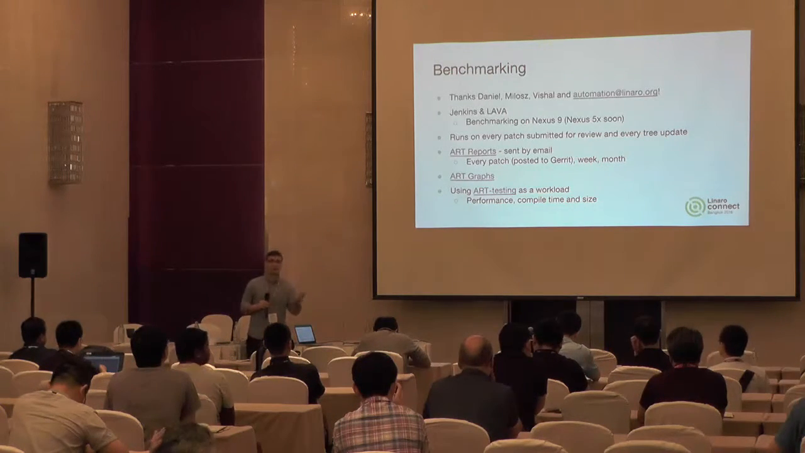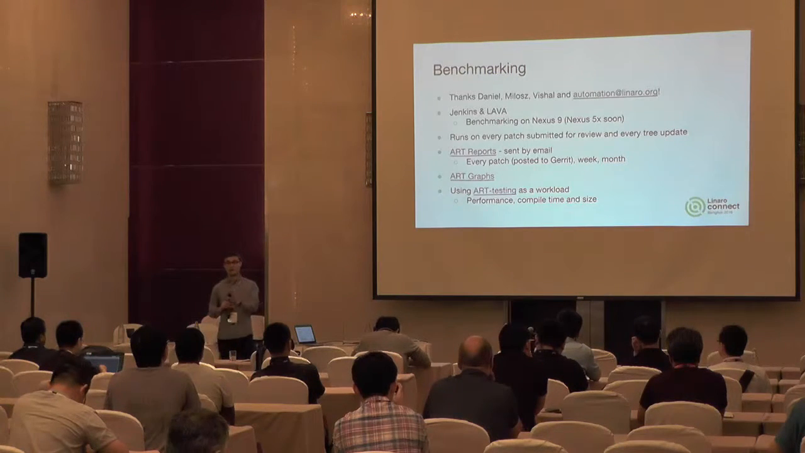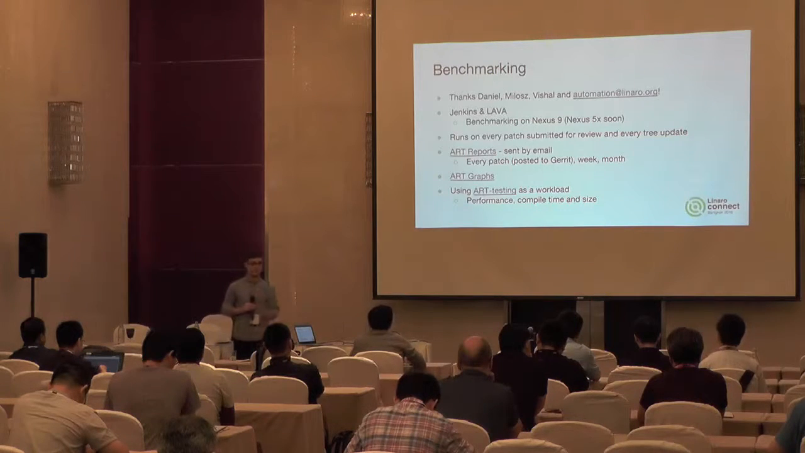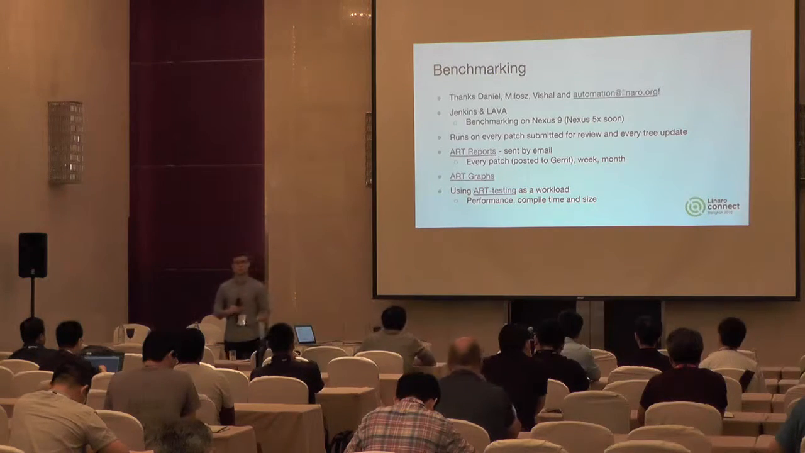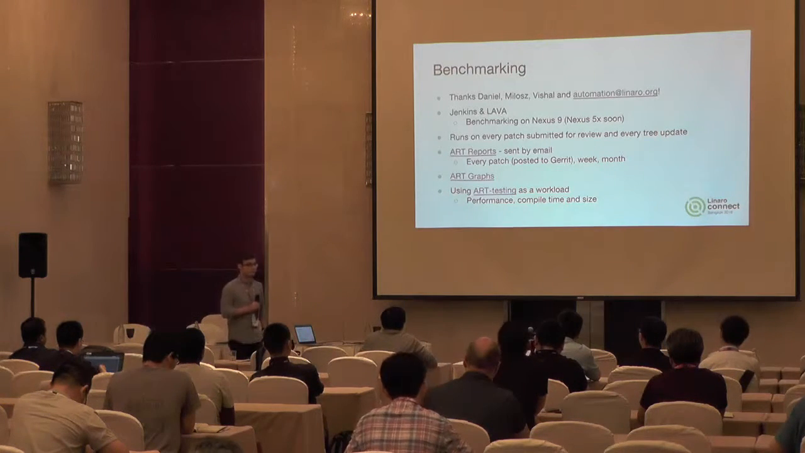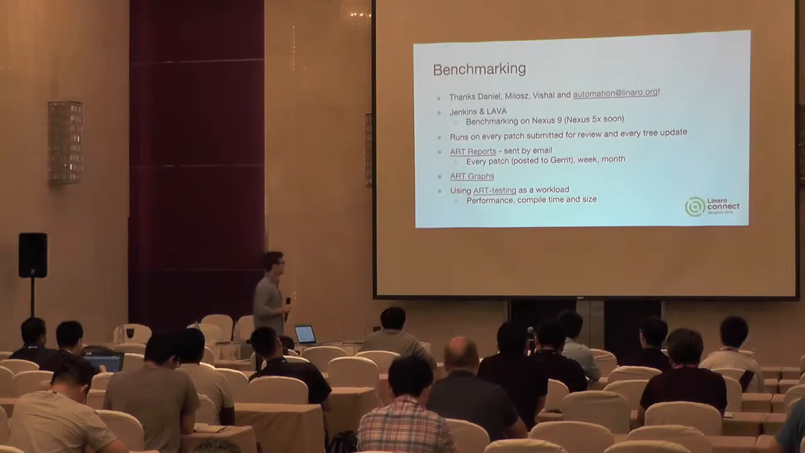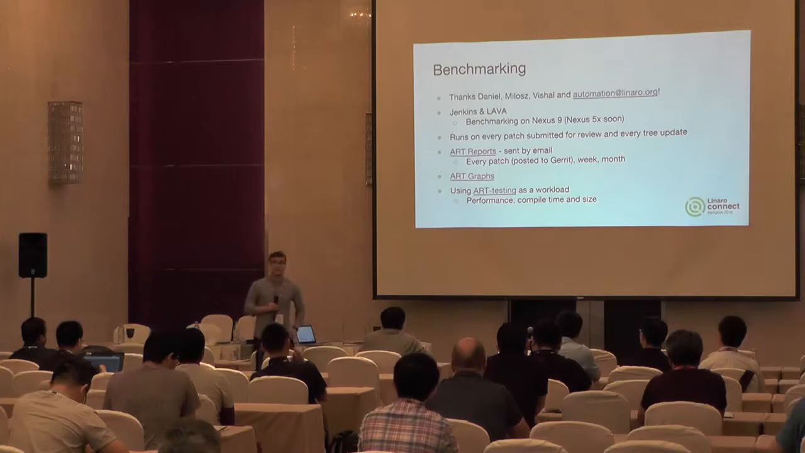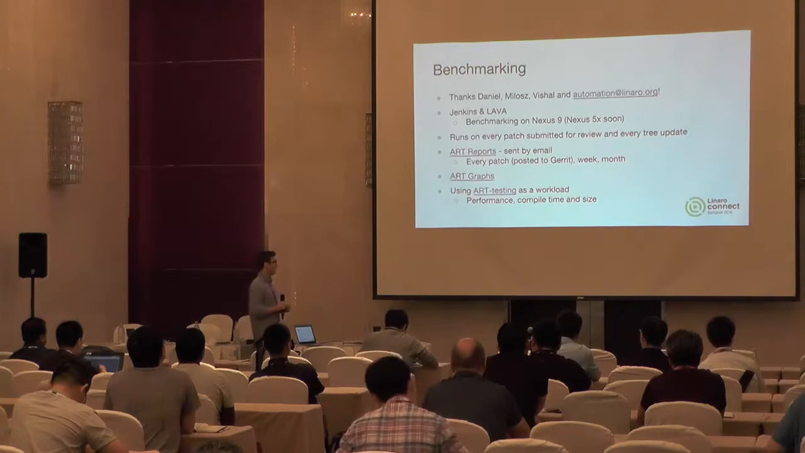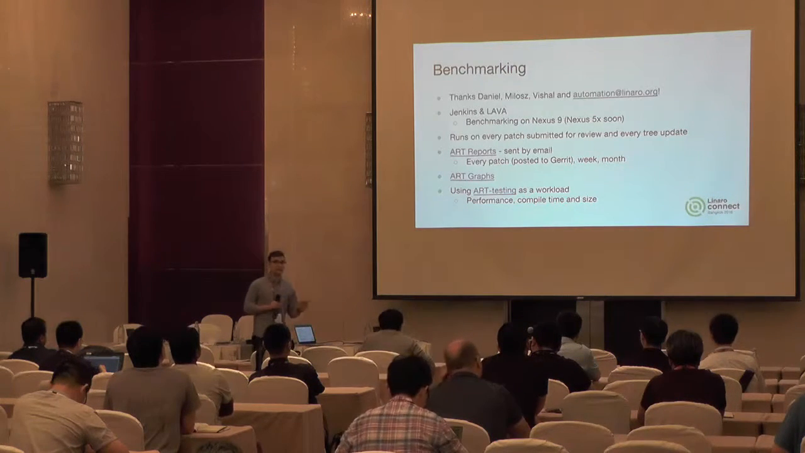As Scott and I were mentioning earlier, whenever we have a code path that is not exercised, we tend to write a benchmark for it. So hopefully with time, we could spot regressions more easily and also have a more useful source of information for various optimizations. So again, thanks to Vishal, Daniel, and Milos and the automation team, we have all this benchmarking system put together. For this, we use Jenkins and Lava.